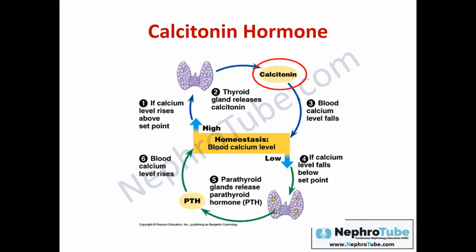Finally, the calcitonin hormone is secreted from the parafollicular cells of the thyroid gland, which causes a decrease in serum calcium level.